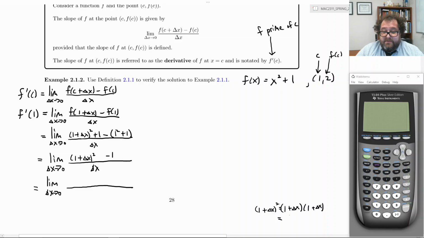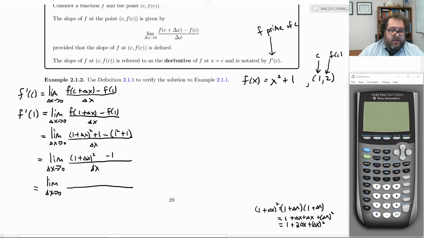So 1 times 1 is 1. 1 times delta x is delta x. Delta x times 1 is delta x. Delta x times delta x is delta x squared. Be careful with that. Delta x is a single quantity, so delta x squared is just delta x times delta x, but you need to be careful with how you notate that. Okay? So we could say this is 1 plus 2 delta x plus delta x squared.